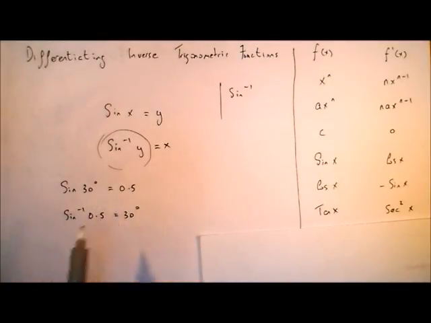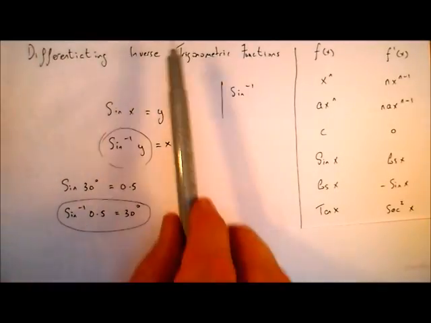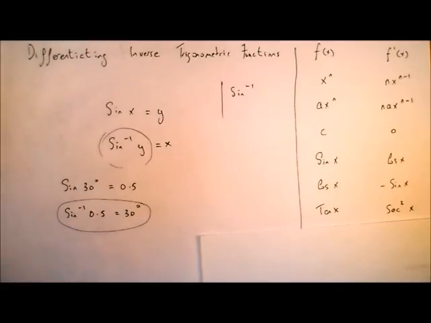So if you take your calculator and press sine of 30 degrees, you'll get 0.5. But then if you work backwards and you go sine inverse of 0.5, you'll get back to 30 degrees. And this function here is called an inverse trigonometric function. Okay, so let's have a look at a few of the rules that we have already.